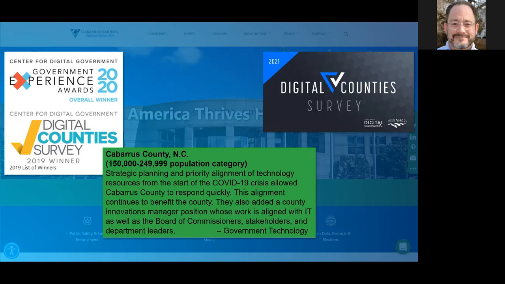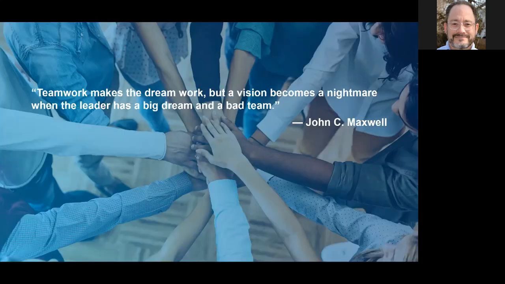And again, they won 3 years in a row. They've won the Center for Digital Government Awards. And at the bottom, this is for the 2021 award. You can see the write-up of why they won their award, and you can see that the word align or alignment is in there 3 times. And so they're so well aligned that they're winning awards and really making a big difference in their organization. So let's see how they did it and who's involved.